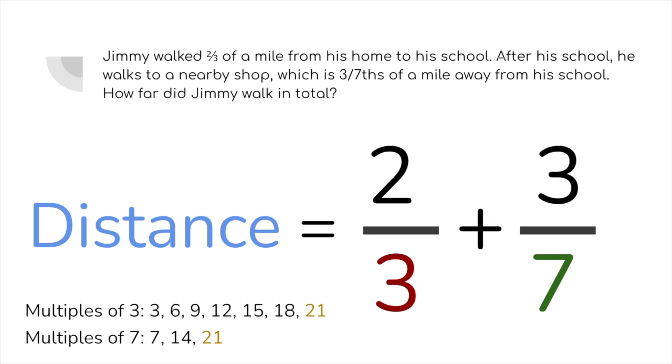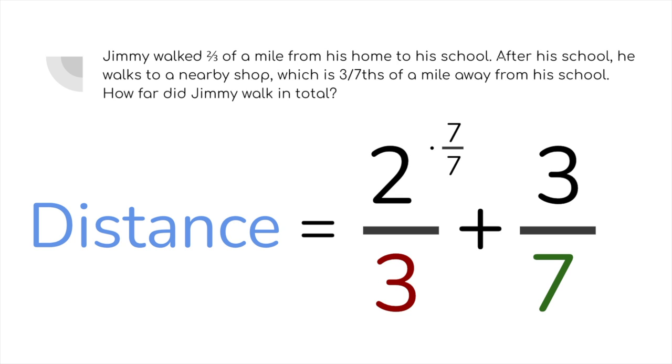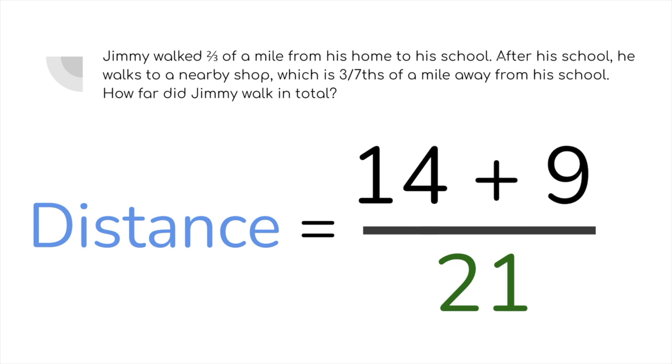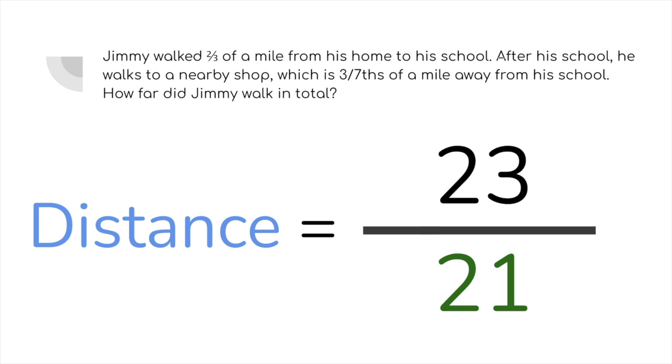Let's see what we can do with this. 3 times 7 is 21, so we multiply 2 over 3 by 7 over 7, giving us 14 over 21. And we multiply 3 over 3 by 3 over 7, giving us 9 over 21. We simply then have to do 14 over 21 plus 9 over 21, giving us 23 over 21 as our final answer. Jimmy has walked 23 over 21 miles so far, which is just over 1 mile.